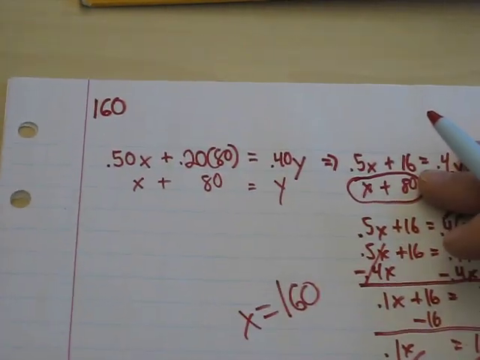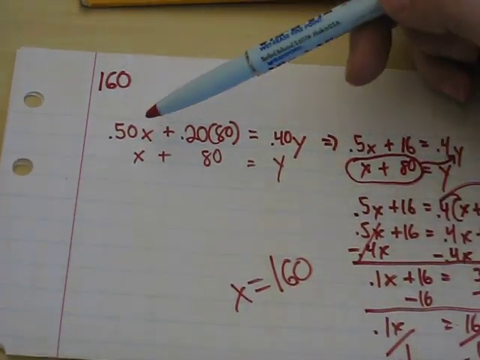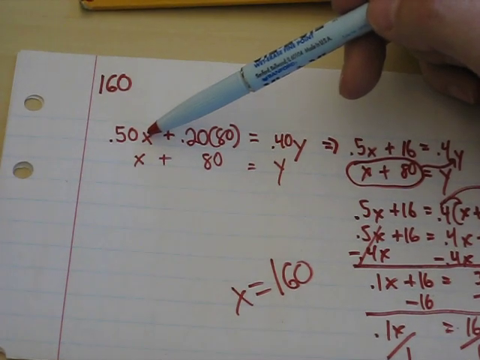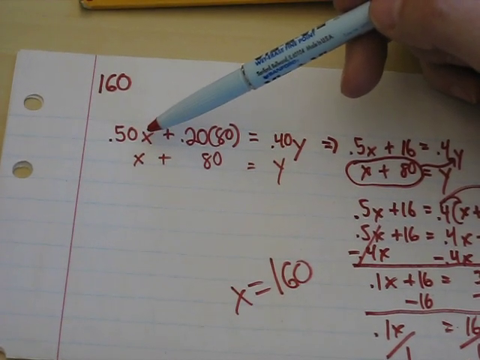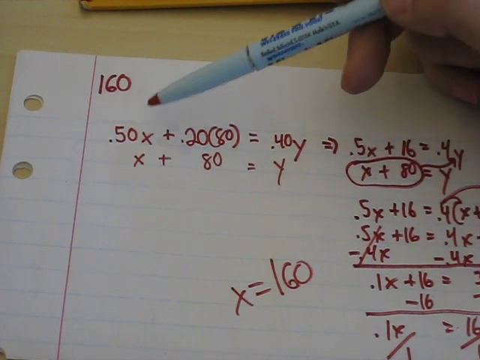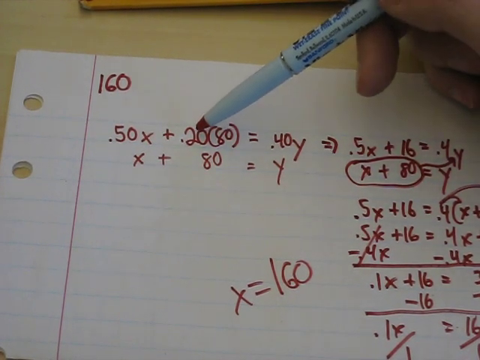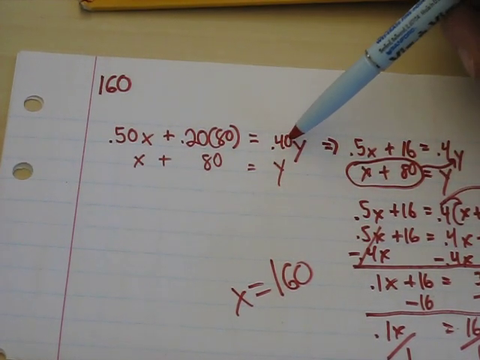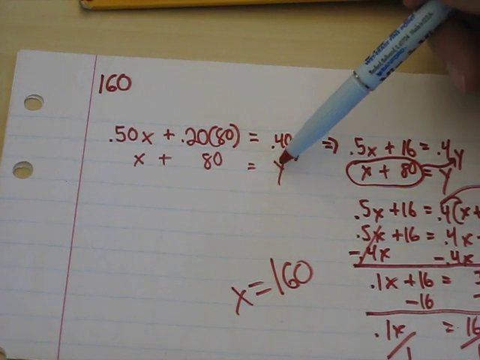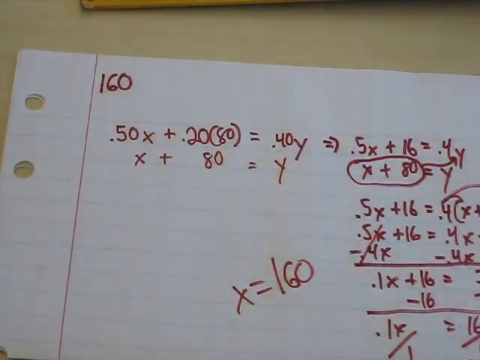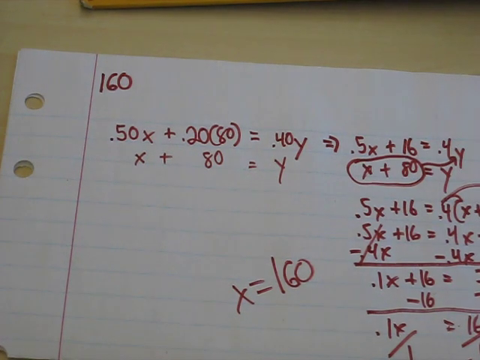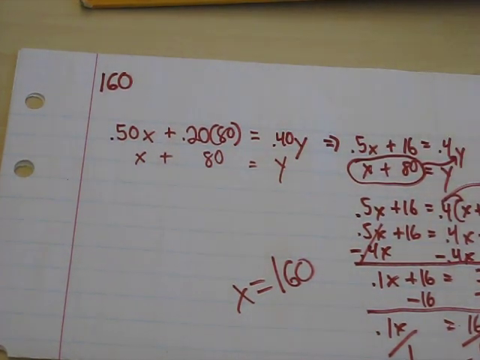So, in summary, it will take 160 ounces of the 50% material to blend with the 80 ounces of the 20% material to get 40%, or a total of 160 plus 80. That's going to be 240 ounces for 40%.